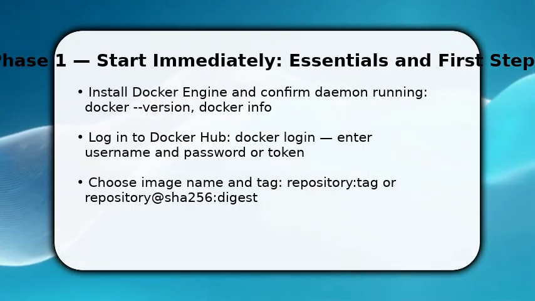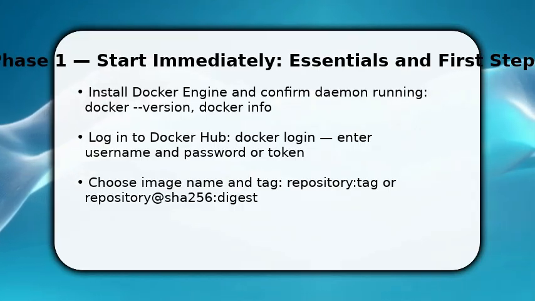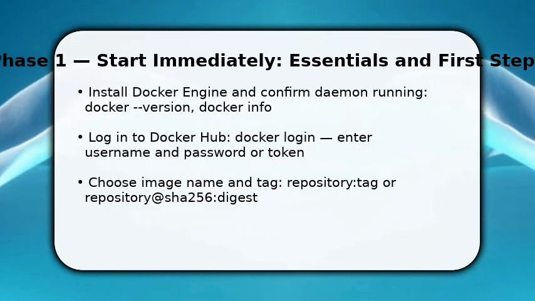Once done, identify the image you need by name and tag, for example repository:tag or repository@sha256:digest. Use explicit tags to avoid surprises when pulling latest or ambiguous tags.